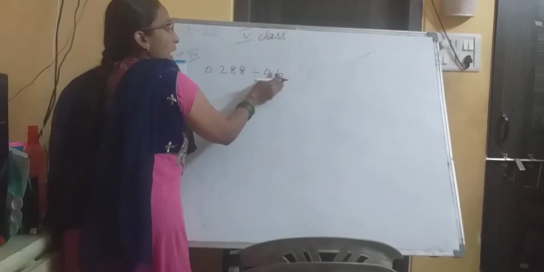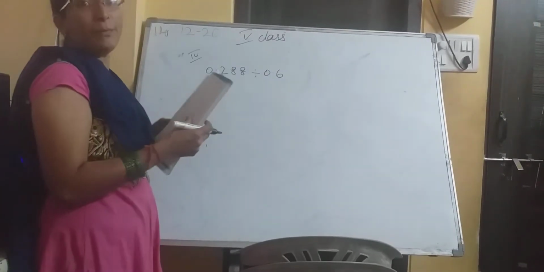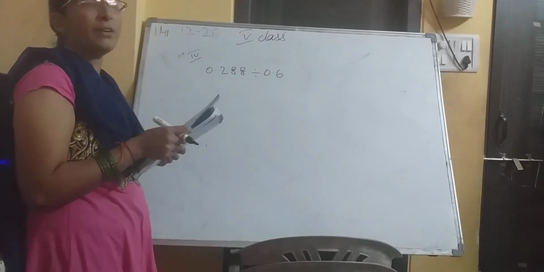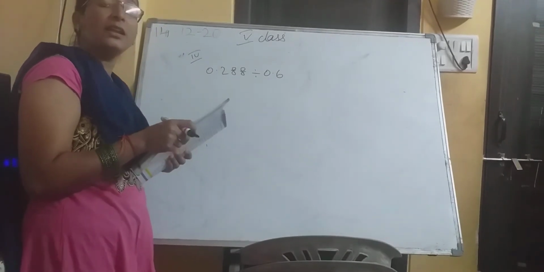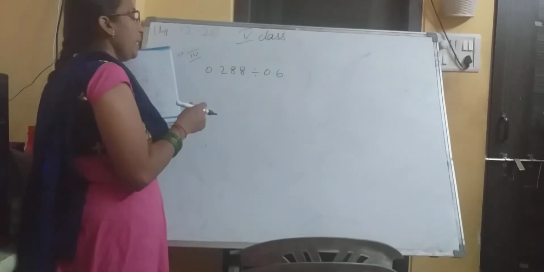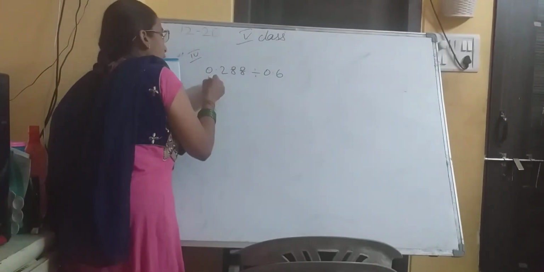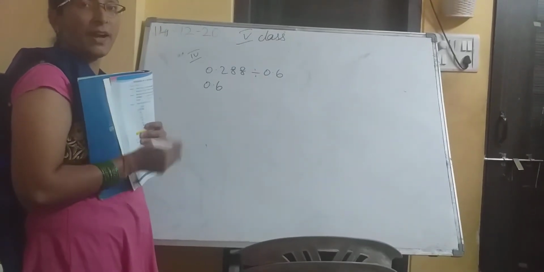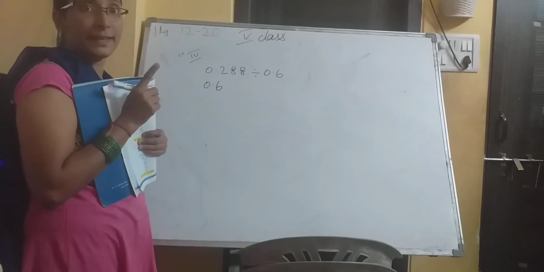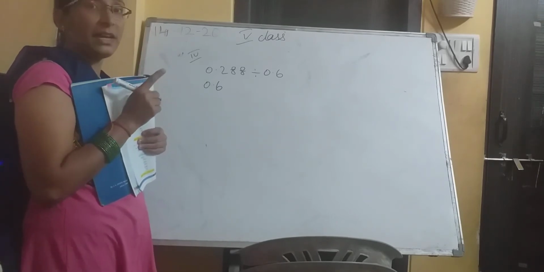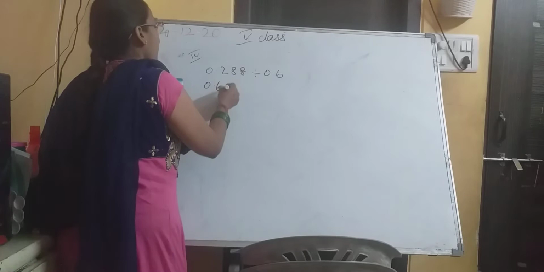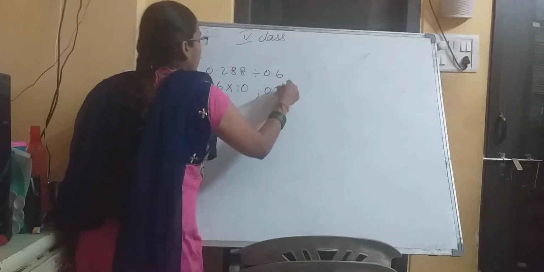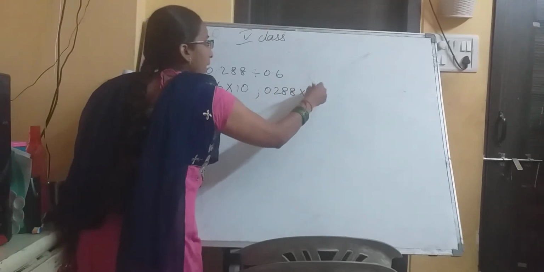So you have to change this to a whole number. You cannot divide a decimal number. Whenever you have a decimal number, first you have to change it into a whole number. Then you start to divide. So how should you make it first? First you have to see 0.6. How many numbers do you have after the decimal? One number. One number means 10. Two numbers means 100. One number means you are going to multiply both with 10. This and 0.288 into 10. Both first you multiply with 10.